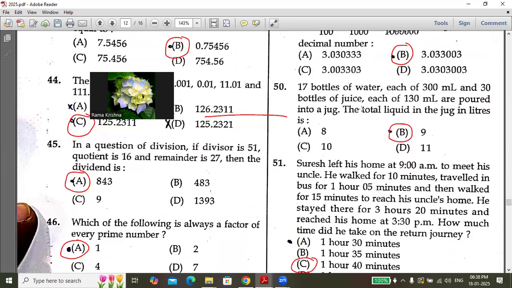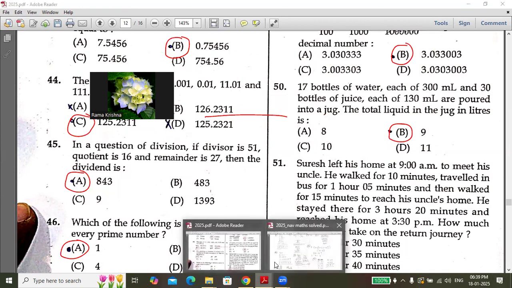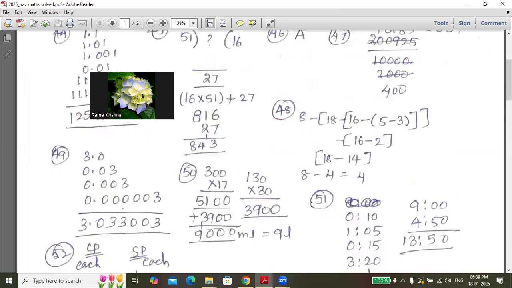50th question, 17 bottles of water, each 300 ml. When you multiply this, you get the total ml of water in 17 bottles. Next, 30 into 130 gives the total ml of water in 30 bottles. When you add them, that is 9 liters. So this is 5100 ml, this is 3900 ml. When I add them, 9000 ml, that is nothing but 9 liters.